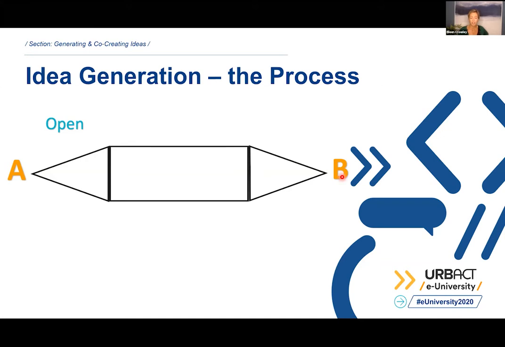Now let's look at each stage in a little more detail. So the opening stage. This is often called the divergent stage, and it's all about setting the scene, thinking broadly, and focusing on gathering a quantity of ideas. So you want to gather a quantity of ideas here so that you can have them to work on in your next stage.